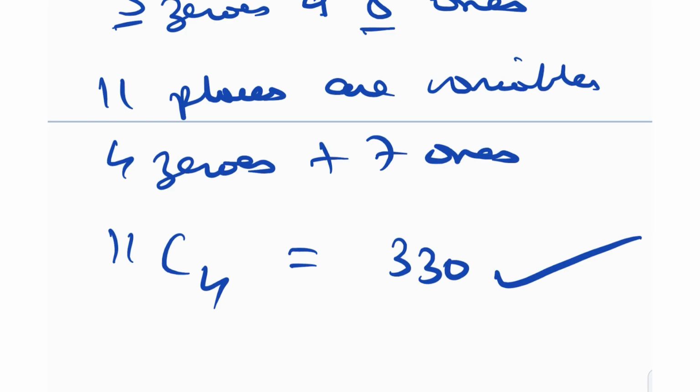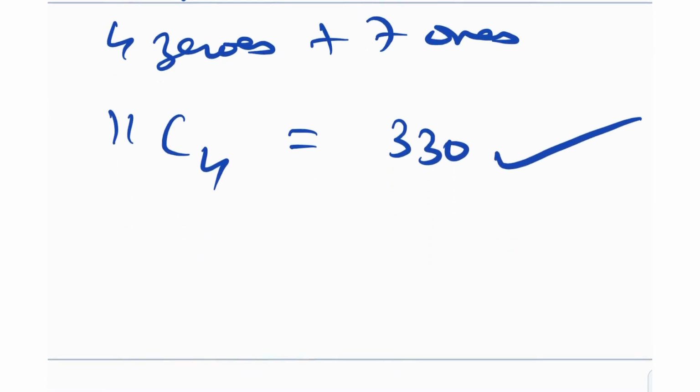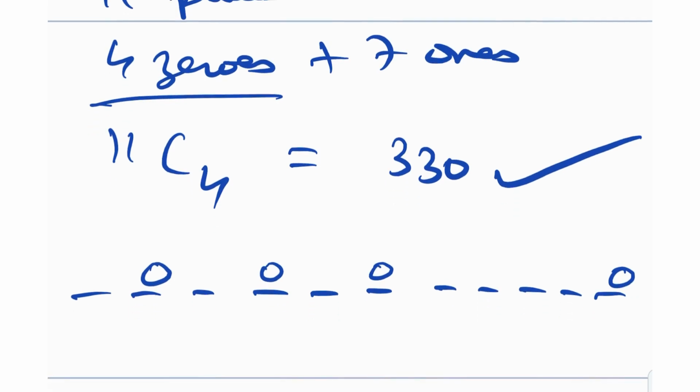Well, why does this work, you might say? Just think of it like this. You have 11 places, right? 1, 2, 3, 4, 5, 6, 7, 8, 9, 10, 11. And once you fix these 4 zeros, for example, 1, 2, 3, and 4, the other places automatically have to be 1. So you really don't have a choice. Everything else has to be 1. So really, you're only permuting the zeros.